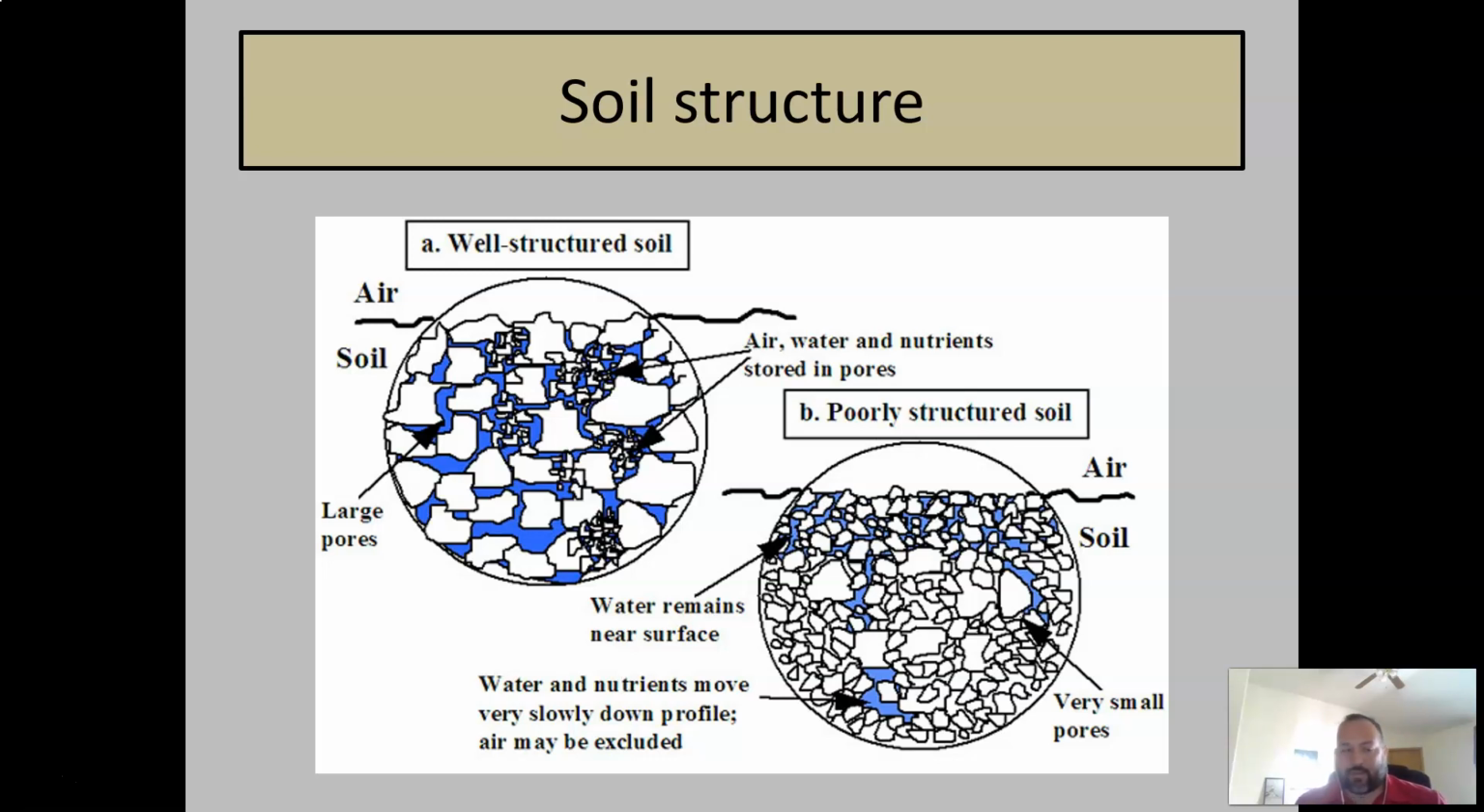Basically, if you're trying to have plants or anything grow in the soil, it's going to be hard for them to grow if they can't get air and they can't get water very easily. Whereas in a well-structured soil, they can get water and air, and different amounts of it, very easily.